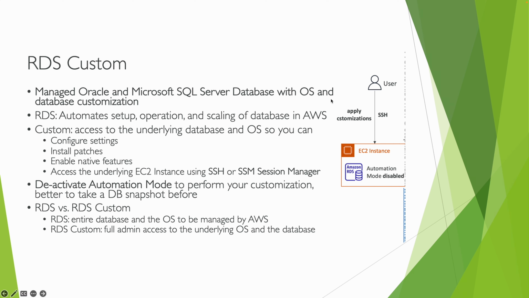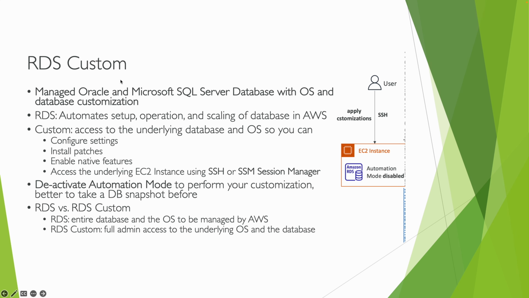Okay. So managed Oracle and SQL Server database with OS and database customizations. In the previous slide we said that whenever we create an RDS database, we will not be able to SSH into the EC2 instance. But we have another option called RDS Custom. With RDS Custom, we can actually SSH into the EC2 instances to make some configurational changes.